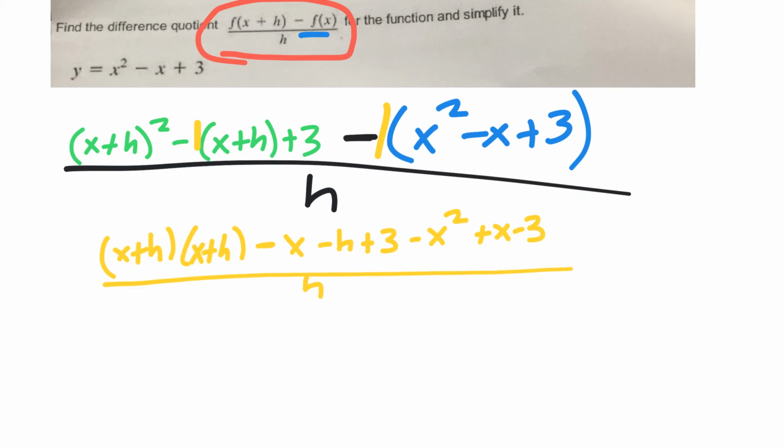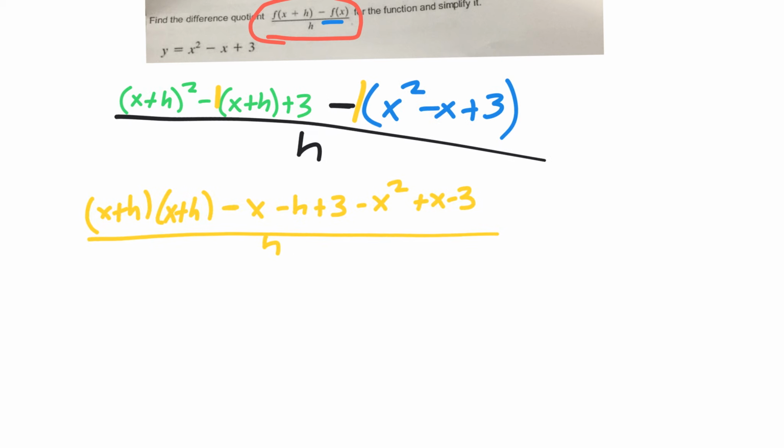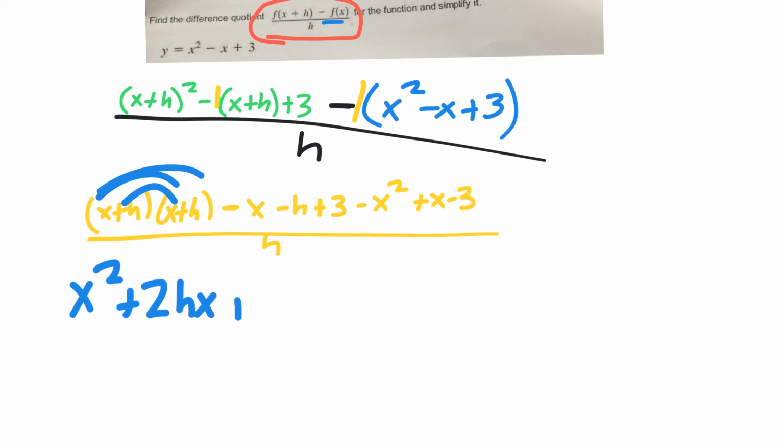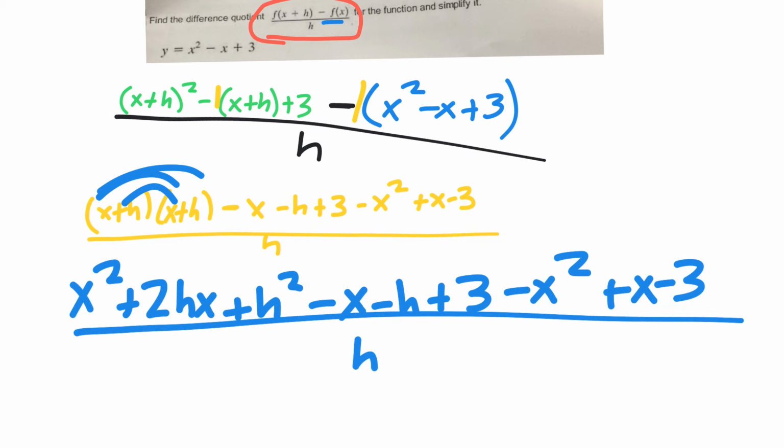Now I need to distribute like I said I was going to do. I don't know why I didn't do it. I just said I was going to. I guess so you could see it at the beginning. So x times x is x squared. X times h is hx. H times x is hx. So I've got 2 hx's. So that's going to be plus 2hx. And then h times h is h squared. Then bringing down everything else, minus x minus h plus 3 minus x squared plus x minus 3 all over h.